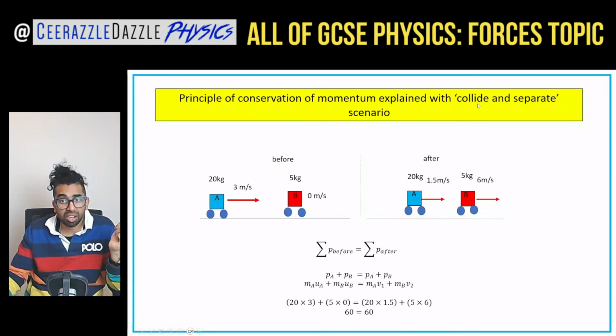Alright, so this one is going to be a collide and separate scenario. Car A collides with B, but they don't stick together. They just keep on moving. So this is before the collision, this is afterwards. Once again, the sum of the momentum before is equal to the sum of the momentum afterwards. So the momentum of A over here plus the momentum of B will be equal to the momentum of A over here plus the momentum of B afterwards. Therefore 20 times 3 plus 5 times 0 will be equal to 20 times 1.5 plus 5 times 6 over here. 60, 60, and momentum is conserved. Obviously they're all in the same direction, that's why all the values of the velocity are positive.